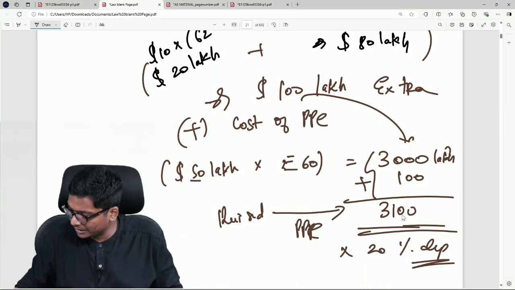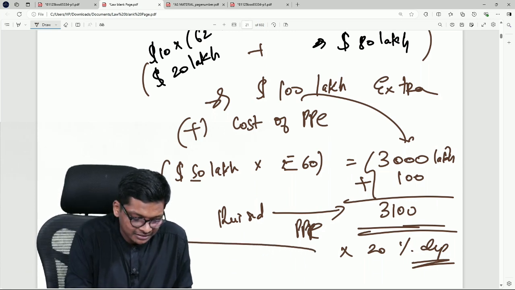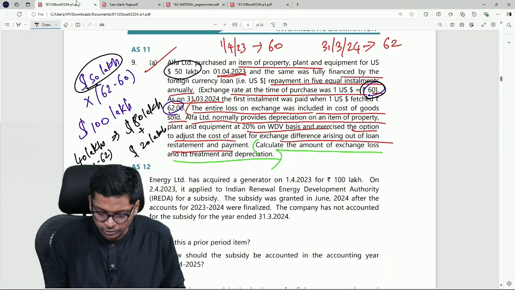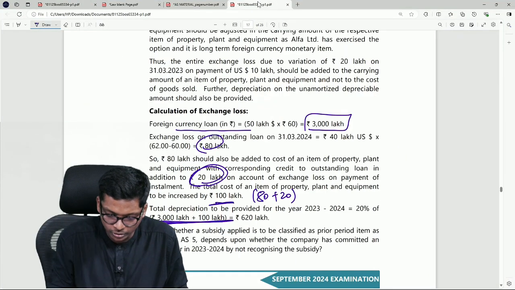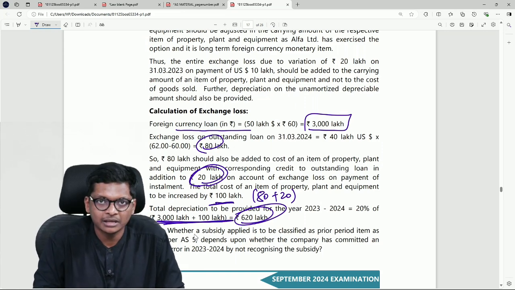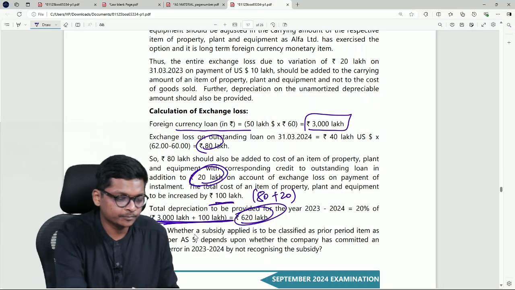So, 3,100 into 20%, you will get over here 620 lakhs of depreciation I will charge to my books. That only they are charging here also, guys. Look at this. 620 lakhs is charged as depreciation. I hope you guys are able to understand the concept and the sum.